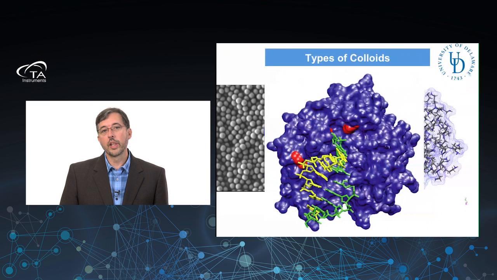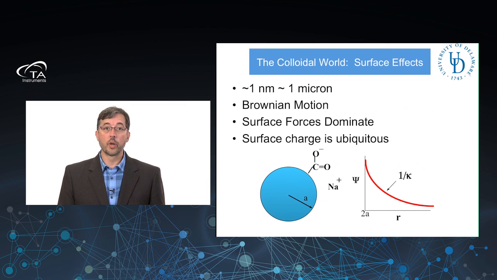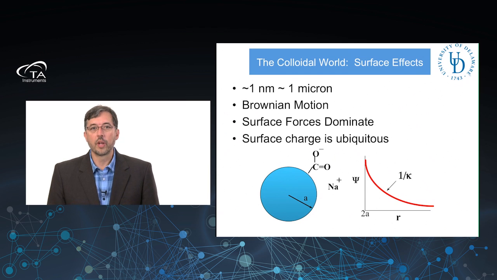And finally, there are biological materials, in particular proteins that we run across every day. These are also colloidal, but they're also complicated. They're sometimes spherical, sometimes not, but they also have very complicated surface interactions, and we'll come back and talk about surface forces shortly.